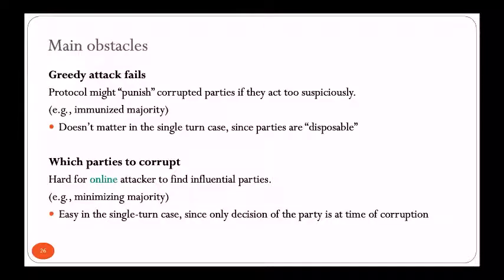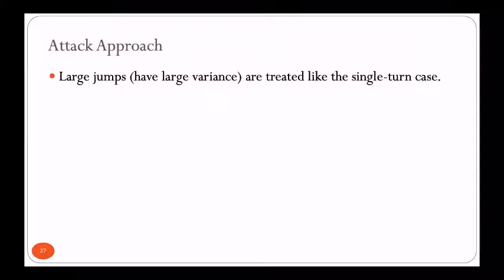And this wasn't a problem in the singleton case, since we knew exactly its influence before we had to decide whether or not to corrupt that party, since we could go over all possibilities of the next message and understand how it affects the protocol. Okay, so now the attack approach. Large jumps are going to be treated exactly like the singleton case. Okay, so we're going to corrupt them with probability proportional to their standard deviation and then send the corresponding message.